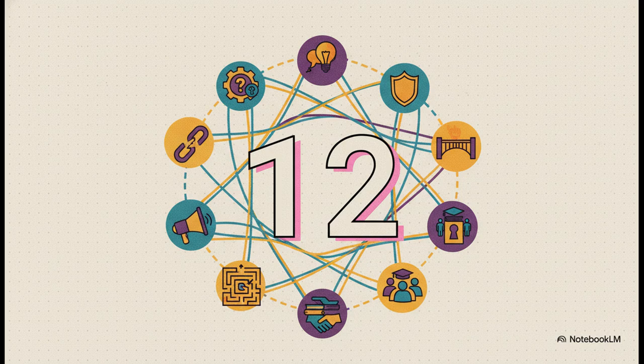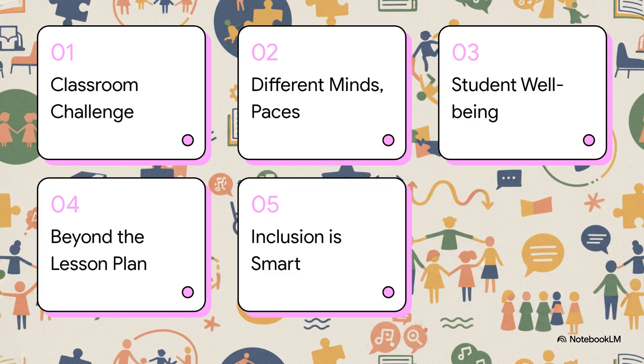Well, the source material we're looking at today actually breaks it down into 12 common challenges that teachers run into. 12 different things. But here's the cool part. They're all connected. And that's what we're going to unpack. Okay, so here's the game plan. We'll kick things off with a big picture challenge, then get into the nitty-gritty of different minds and learning speeds, talk about student well-being, and even look at stuff beyond the lesson plan. And we'll wrap it all up by showing how this all boils down to just really smart teaching.